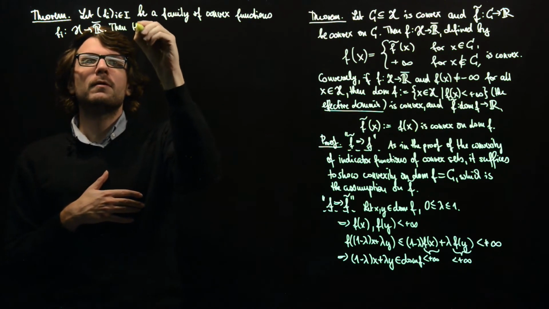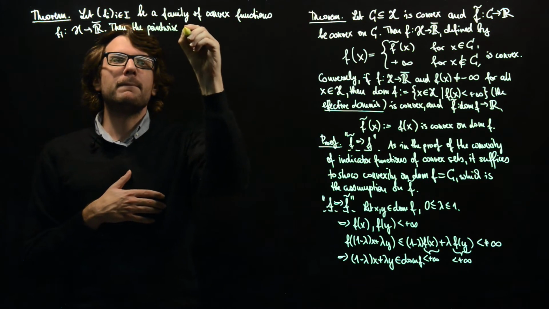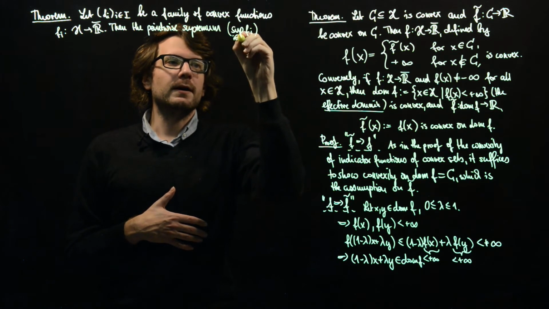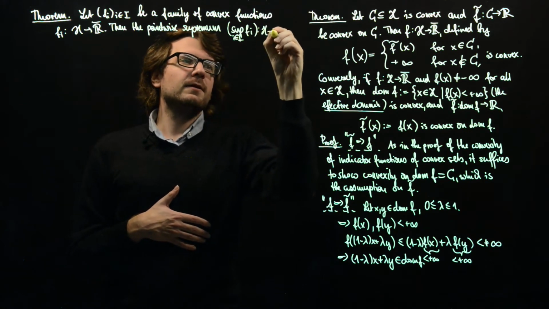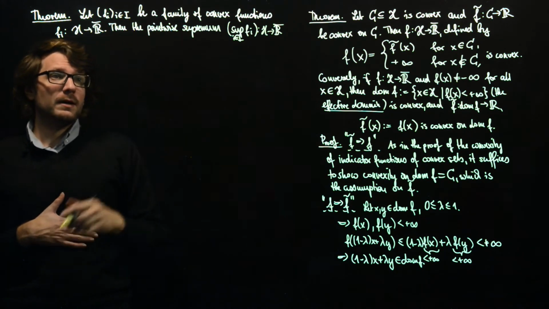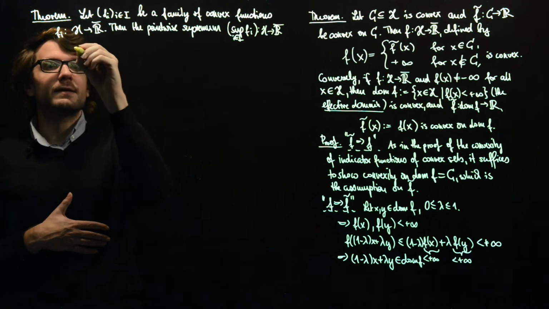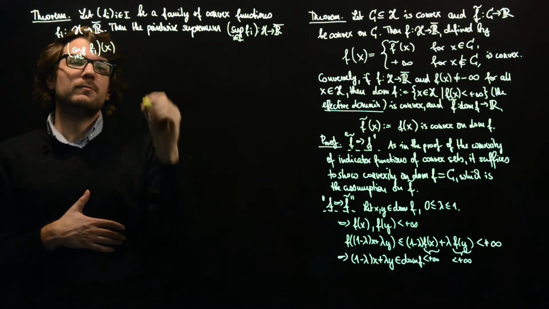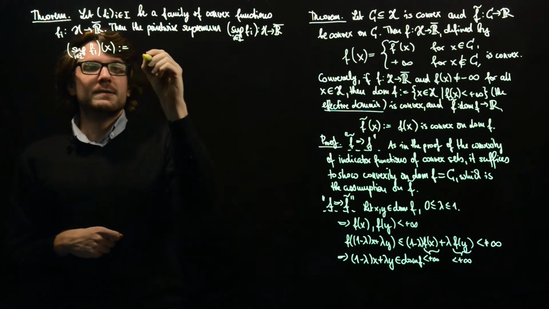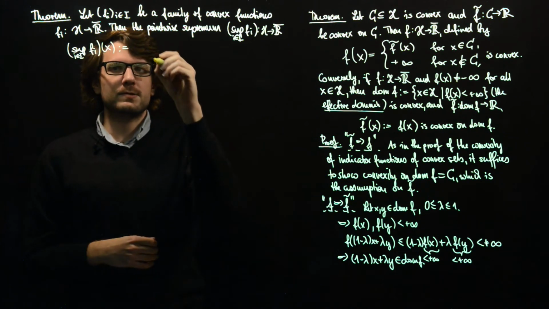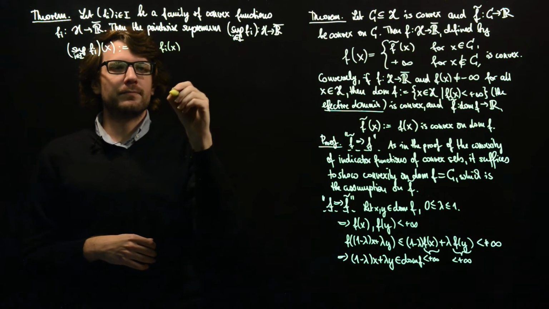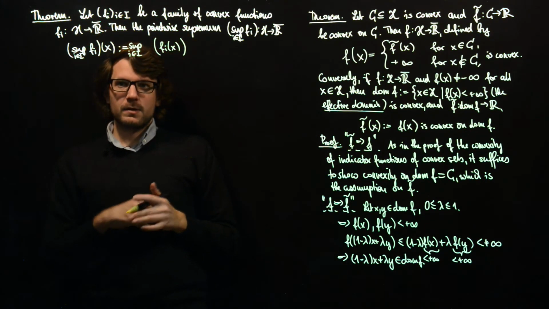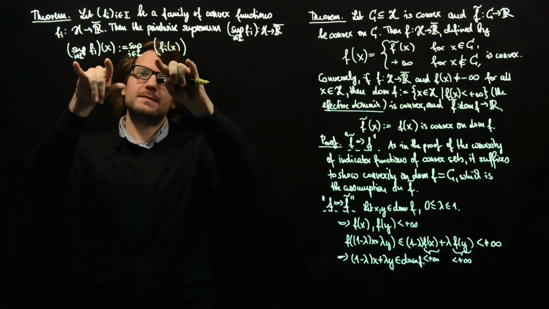Then the pointwise supremum, and we write this as sup f_i with i in I, is a function defined on H with extended real values. This is a new function. And whenever we want to find the value at the point x, as you can imagine from pointwise supremum, we take f_i of x, and we take the supremum of these values over i in I. By definition here, it doesn't matter where you set the parentheses.